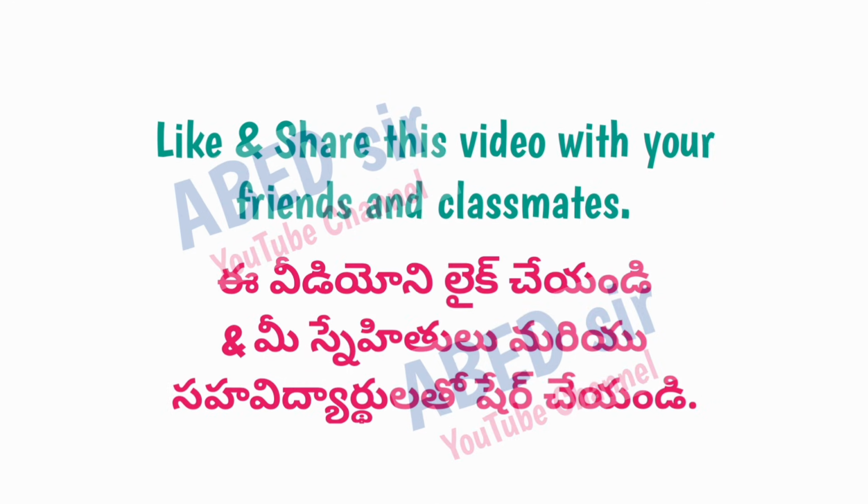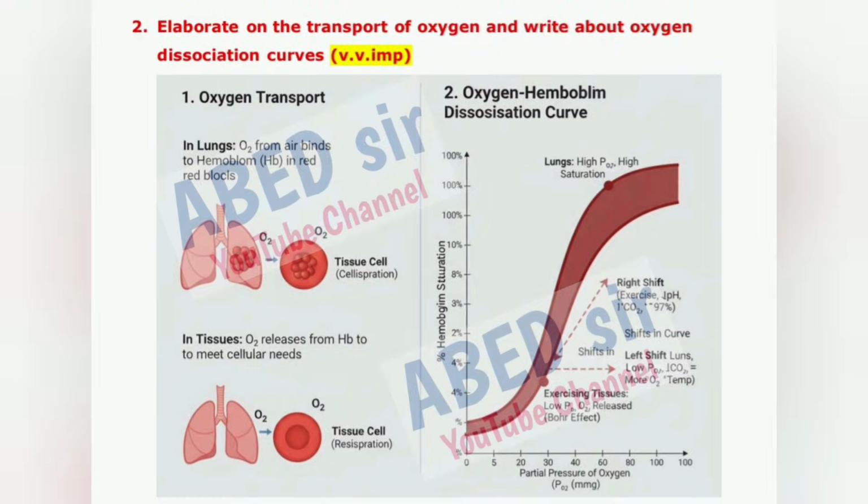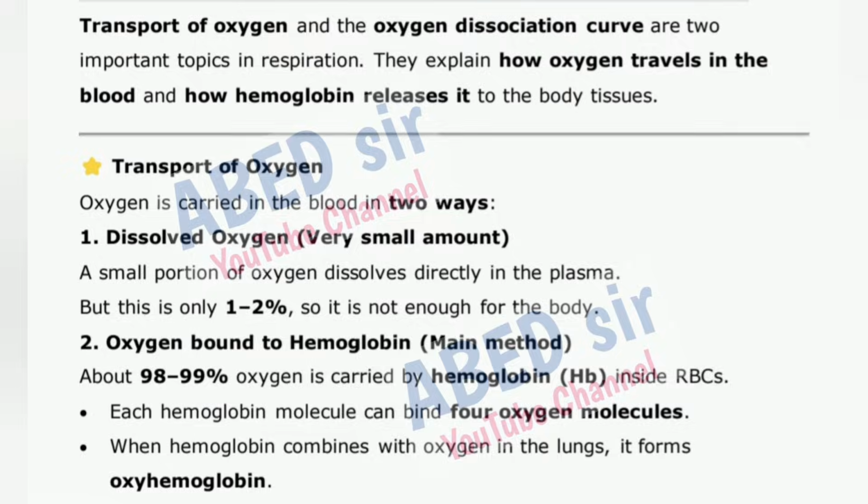Next important long question is to elaborate on the transport of oxygen and write about oxygen dissociation curves. Transport of oxygen and the oxygen dissociation curve are two important topics in respiration. They explain how oxygen travels in the blood and how hemoglobin releases it to the body tissues.